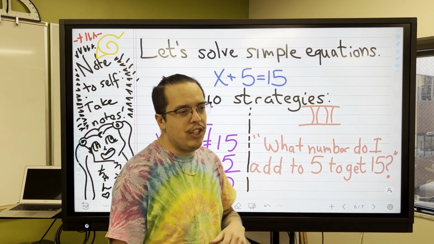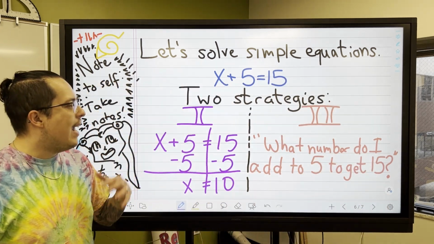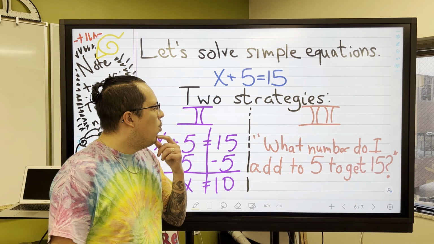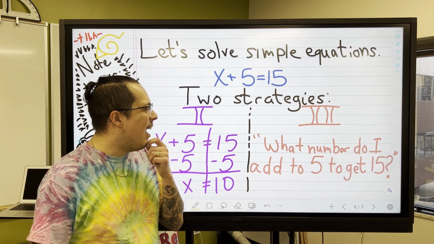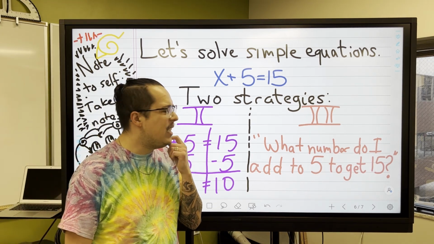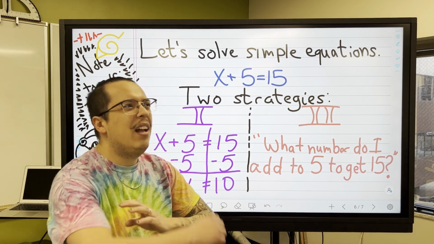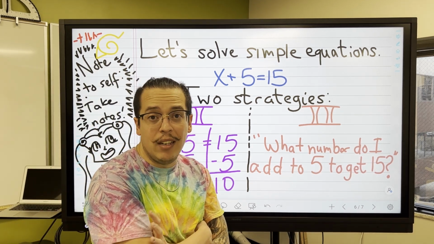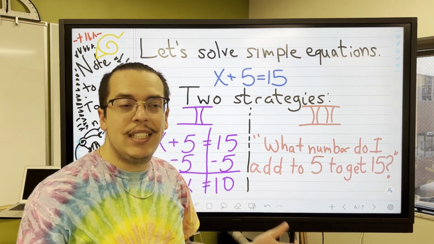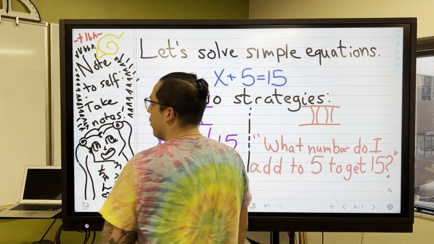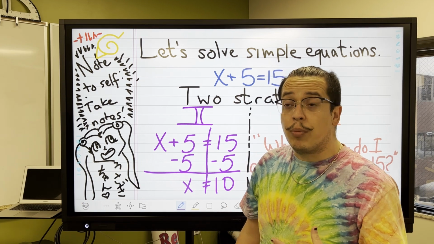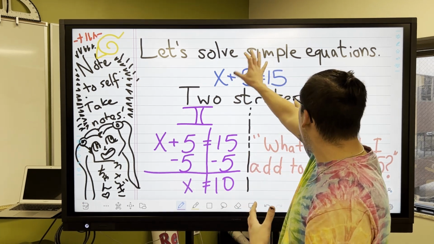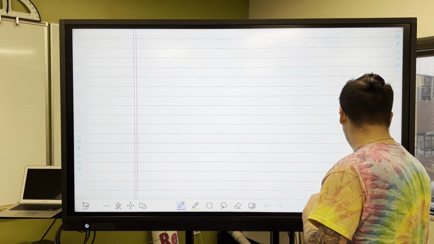But there's another strategy that we can use, and that's asking yourself the question, what number do I add to 5 to get 15? I have 5 and I want 15, so how much do I have to add? 10. The solution is 10. Let's run through some more problems in solving simple equations.